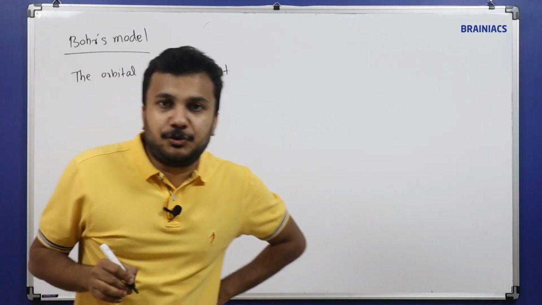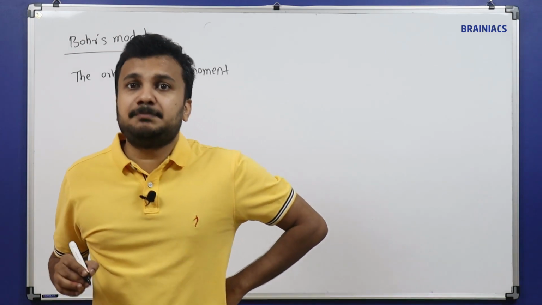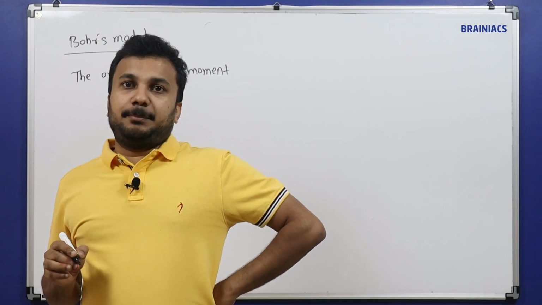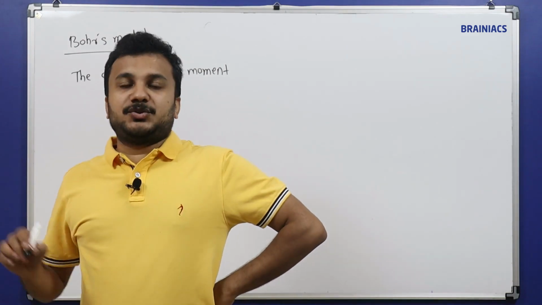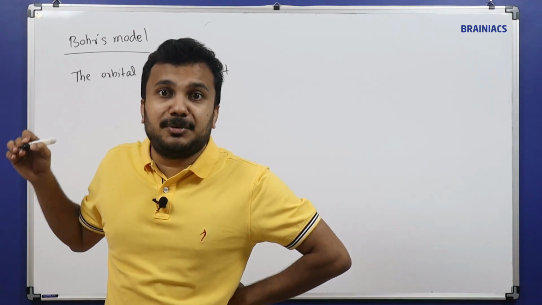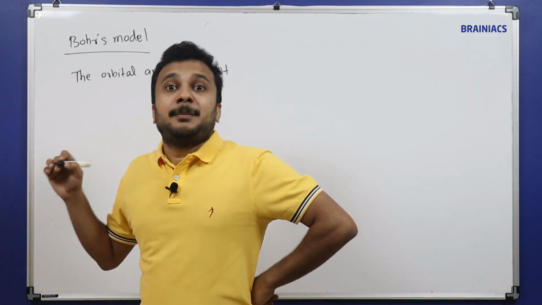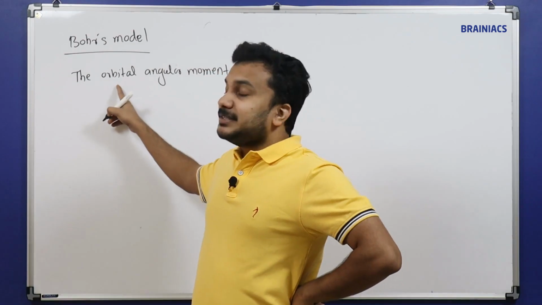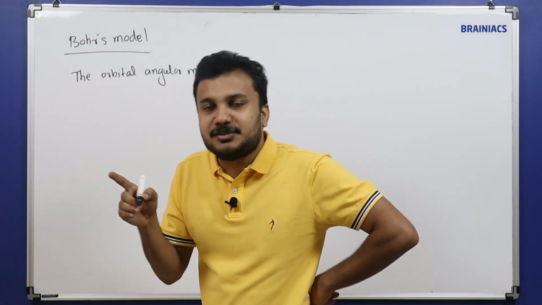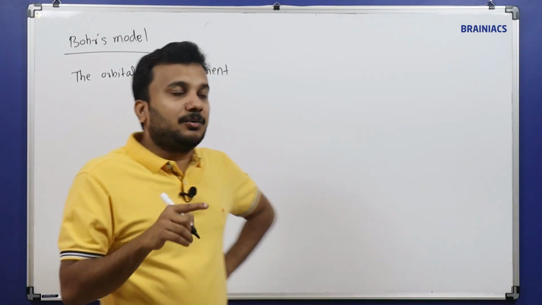Angular momentum has two equations: particle angular momentum and body angular momentum. Body angular momentum is I omega. Particle angular momentum is MVR. So here, is it particle or body angular momentum? Not body angular momentum, it is particle angular momentum. Why? Because it's an orbital. Orbits contain electrons, electrons are particles, so a particle will have particle angular momentum.